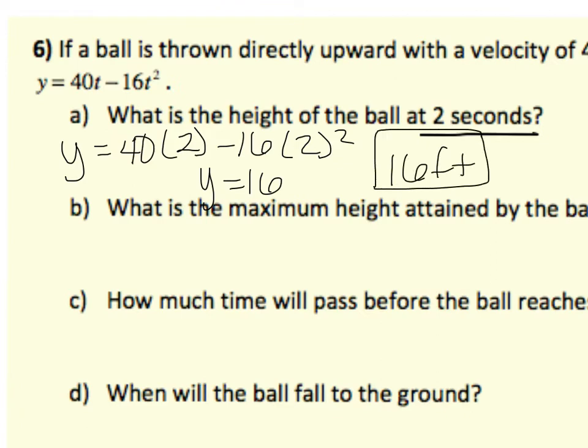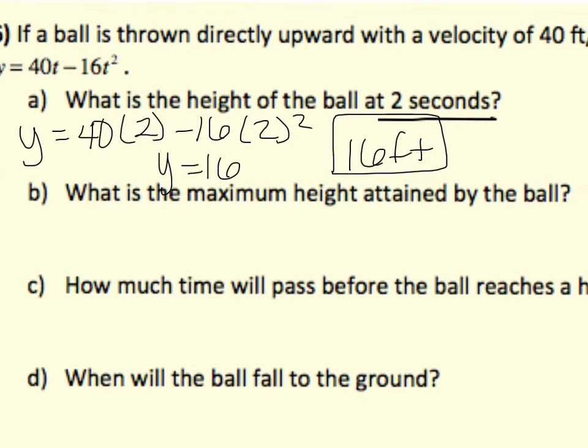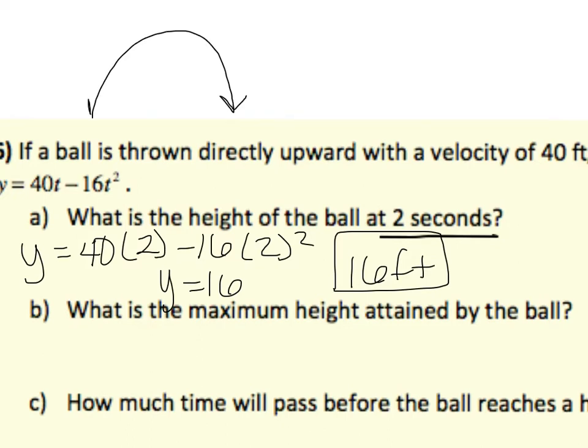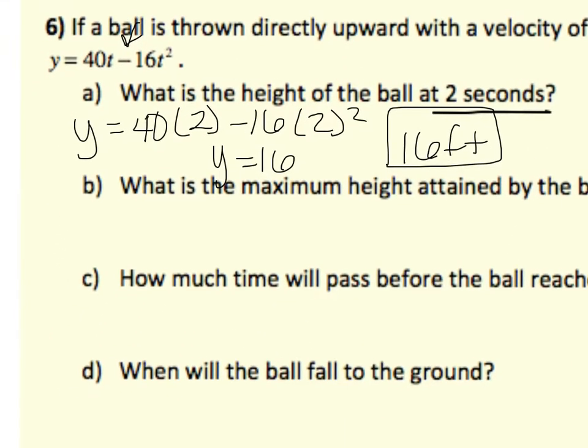What is the maximum height attained by the ball? So maximum height, if you're thinking about the shape of this graph, it's going to be pointing down because the number in front of the t squared is negative. So the maximum height is also called the vertex. So we want to find the vertex of this graph. Now, this is in standard form, so we can do one of two things. We can try and factor out a t, or we can just go ahead and do the opposite of b over 2a, and that's what I'm going to do here. So I don't have to factor.